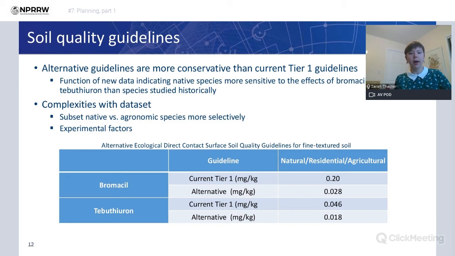Okay, so if you look at the table that I put on this figure, this is comparing the current Tier 1 guidelines in Alberta versus these potential alternative guidelines that were developed based on this new data for native species. So you can see that the alternative guidelines that were developed are more conservative than our current Tier 1 guidelines for bromacil and tebuthiuron. And this is really a function of the new data for native species, which I've been talking about today, which indicates that native species were more sensitive to these sterilants than the species that had historically been studied.